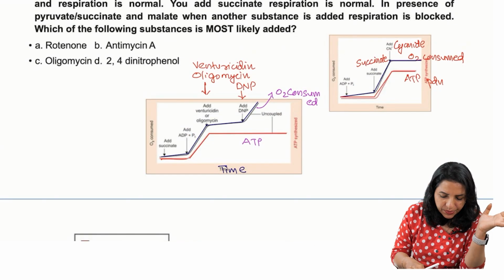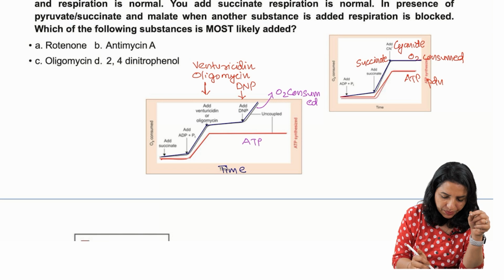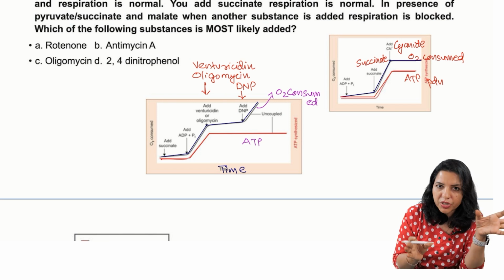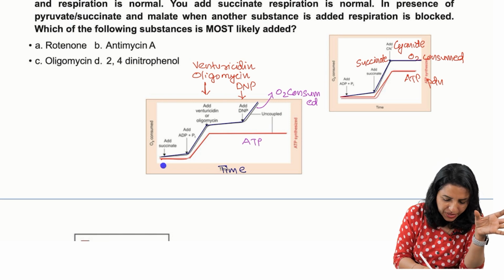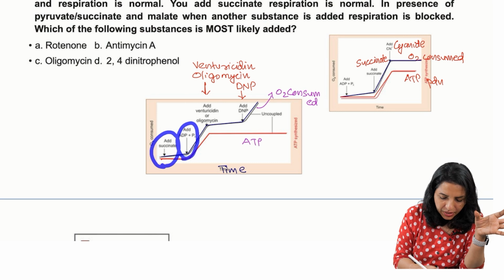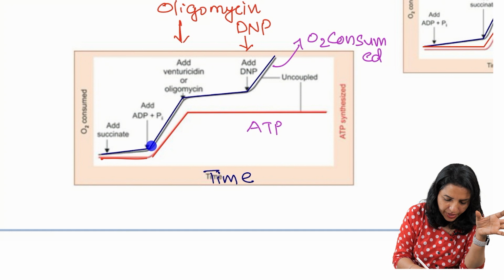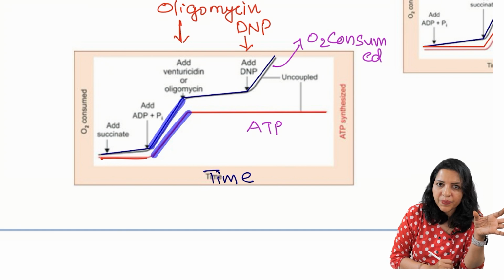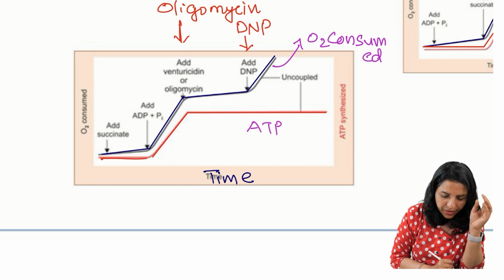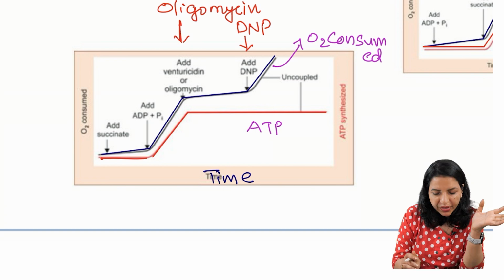Okay, so I will explain it with this picture in a very simple way. What you can see is a picture given in Lehninger. If there is succinate and a source of ADP, then you can see here that oxygen consumption and ATP production are actually taking place. The red line is ATP production and the black line is oxygen consumption. So both are taking place.